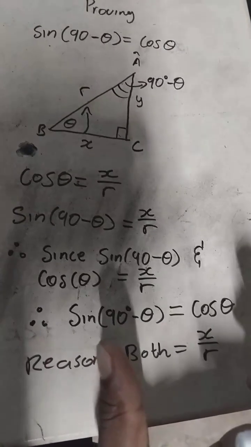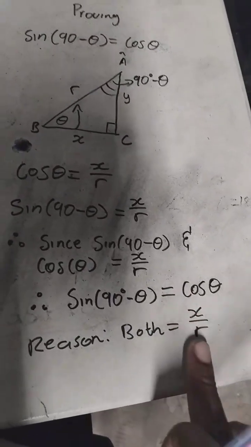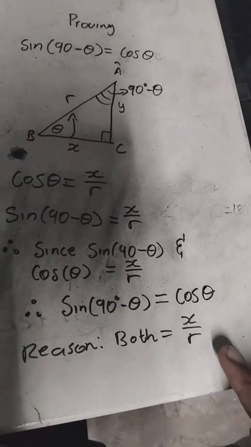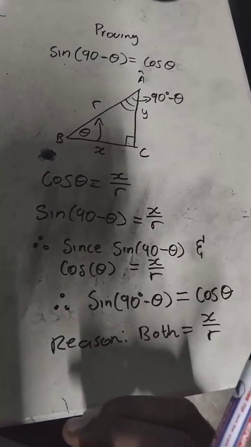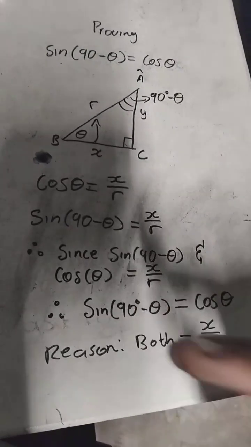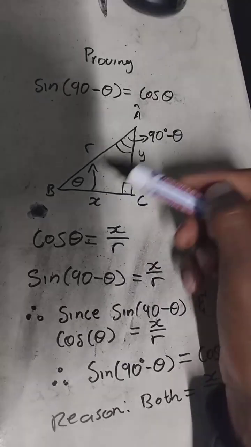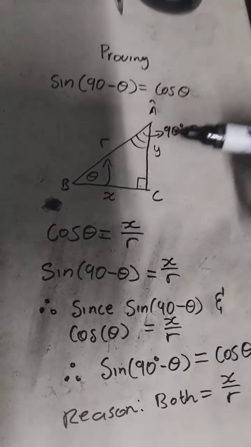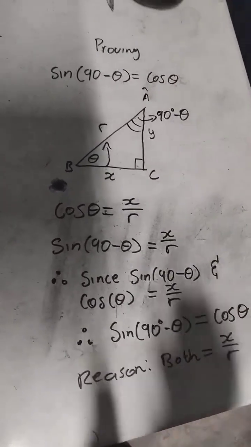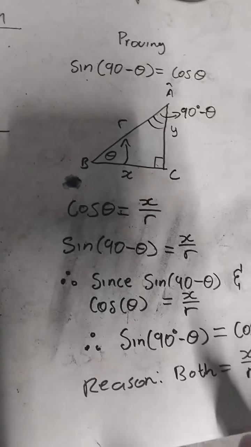We are clear on this part, right? I just proved why sine 90 minus theta is equal to cos theta, because they are both equal to x over r. So what do we call these trig ratios? They are complementary to each other. Obviously, these angles are complementary angles, right? I just wanted to clear the air on this one.